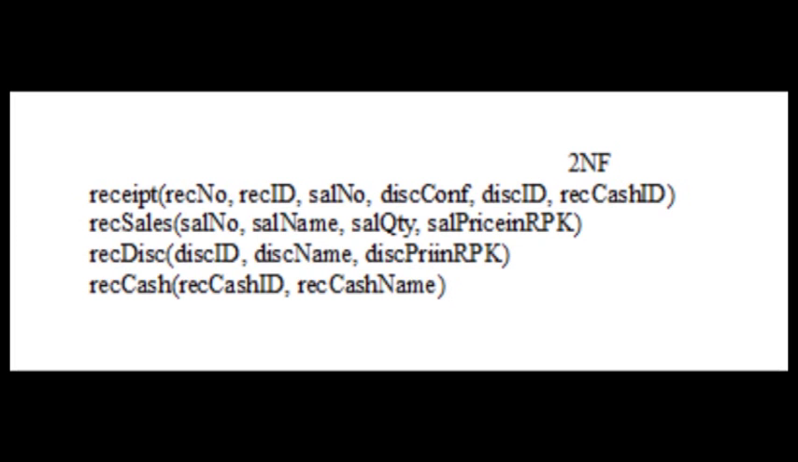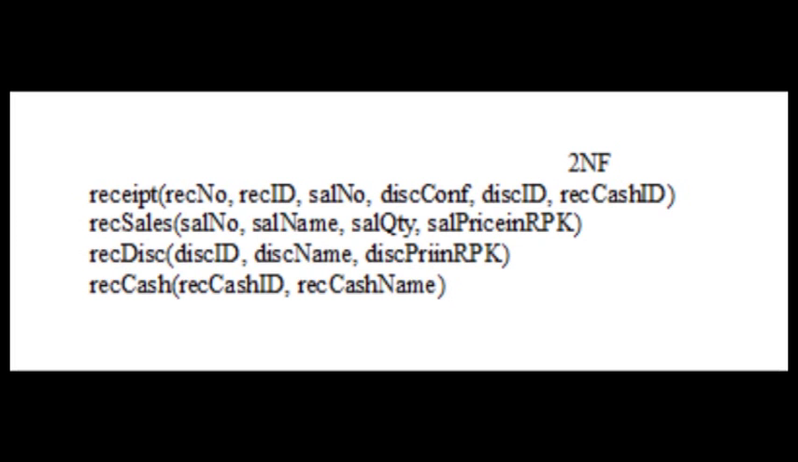Now, first, I have shown you the table receipt, which has the receipt number, receipt ID, sales number, sell name, sell quantity, sell price in RDK, discount confirmation, discount ID, discount name, discount price, the receipt cashier ID, and receipt cashier name. Now in this 2NF, each table that might have a primary key and a foreign key is separated into a different table. As you can see, the main table, receipt, only has receipt number, receipt ID, sale number, discount confirmation, discount ID, and cashier ID.